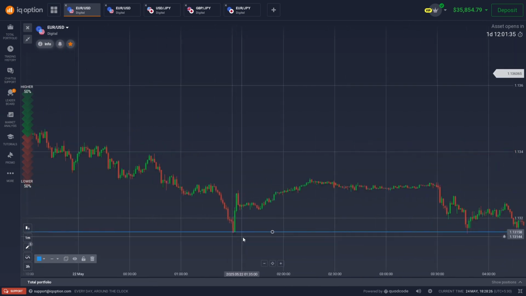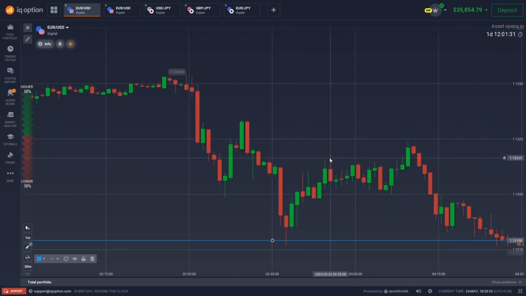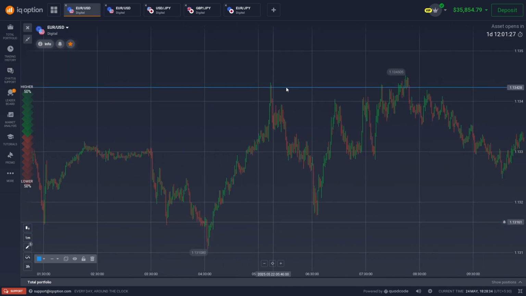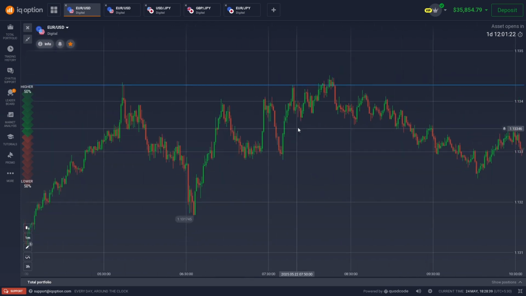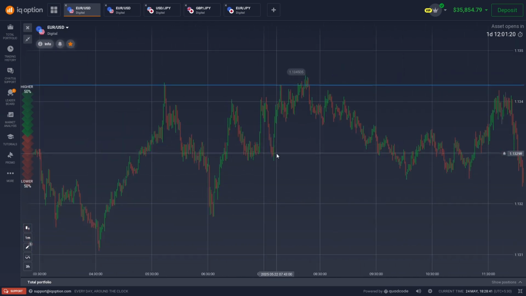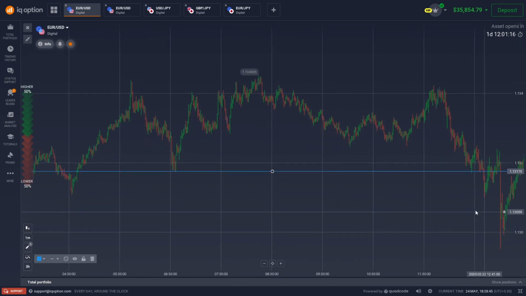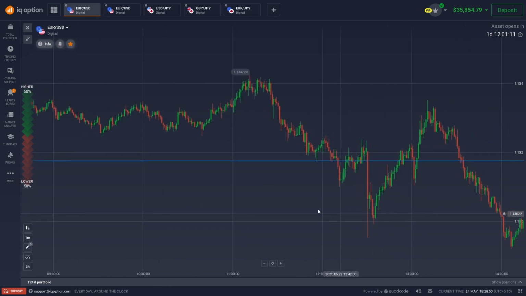And this is the last example I'm showing. So this is the level. You see price hit this level and it reverses instantly. This is clearly visible. Price hit the level, it reverses. This is clearly visible. Price hit the level and it reverses.